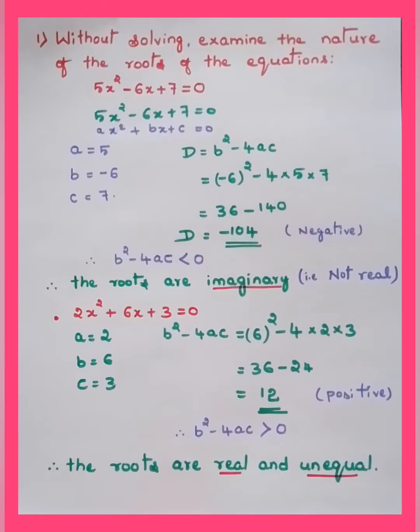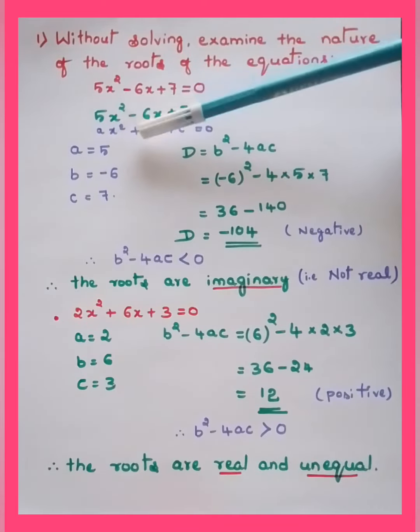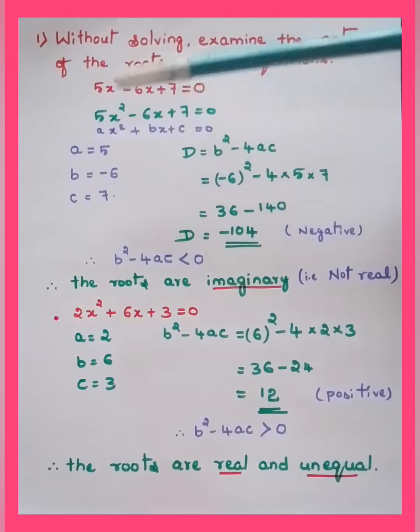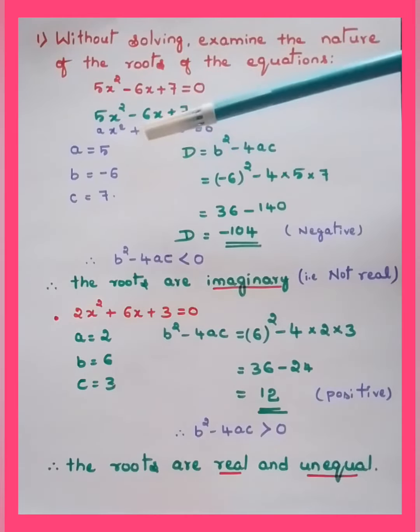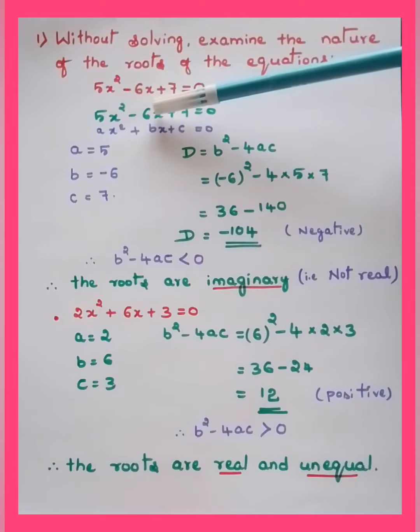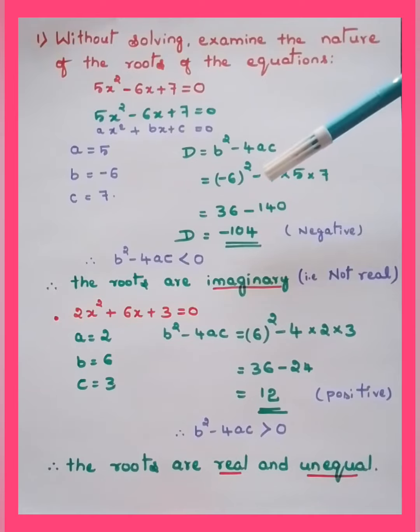Moving to the next one: without solving, examine the nature of the roots of the equation 5x square minus 6x plus 7 is equal to 0. This is the equation given. Compare this with the standard form of the quadratic equation, that is ax square plus bx plus c is equal to 0, and write the values of a, b and c. A value is 5, b value is minus 6, c is 7. And we know the formula for discriminant, that is D is equal to b square minus 4ac.